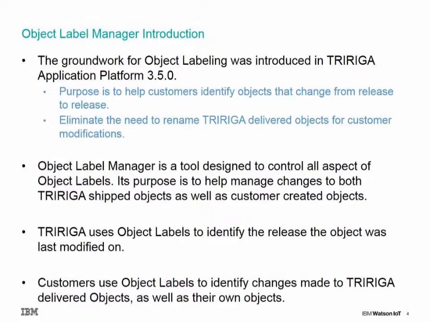Object Label Manager is a tool designed to control all aspects of managing object labels. TRIRIGA uses object labels to identify the release of the object that it was last modified on. Customers use object labels to identify changes made to TRIRIGA delivered objects as well as their own objects.